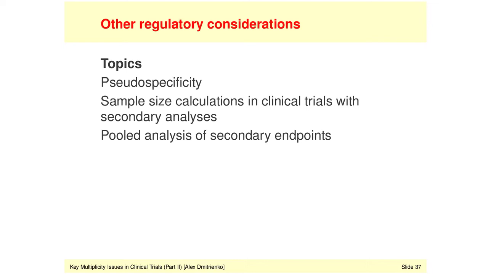And here I'm going to touch upon the topics listed on the slide that are known as pseudo-specificity. I'm going to explain what it is and what role this concept plays in the analysis of secondary objectives. We're going to talk briefly about sample size calculations in clinical trials with secondary analysis. And at the end of the section, we're going to talk about pooled analysis of secondary endpoints. Let us begin with the topic of pseudo-specificity.